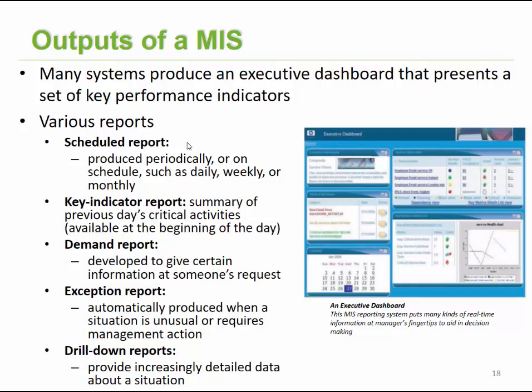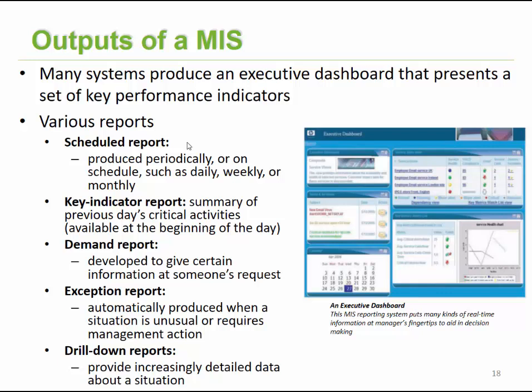Alternatively, we might have key indicator reports. Now, key indicator reports are typically those reports that summarize the activities of the previous day, and that's available at the beginning of the next day. For example, we want to know what happened yesterday, how many products did we sell, what is the status of our system, our company, our employees, all of that information.